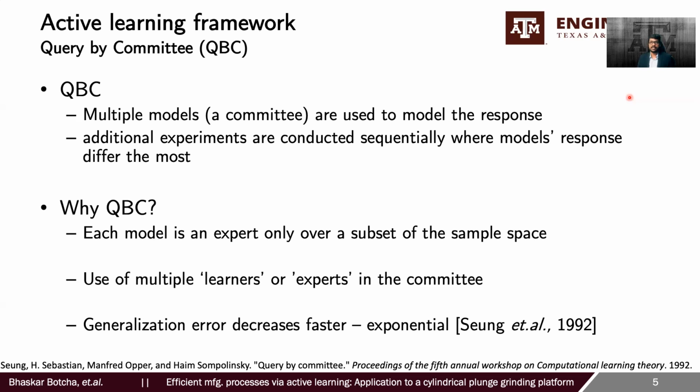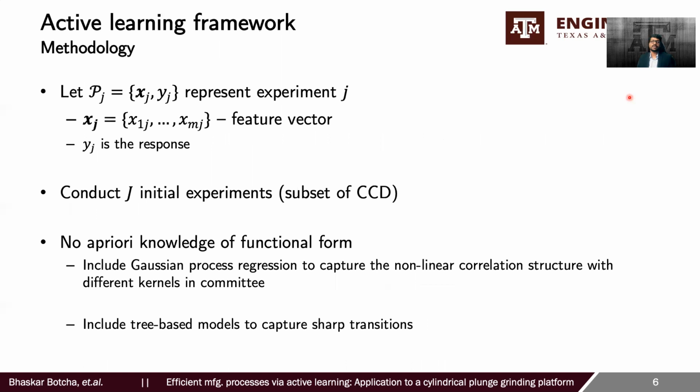So why QBC? We know that not all models perform the best everywhere. So each model is an expert on a subset of the sample space, and use of the QBC involves use of multiple learners or experts within the committee, which helps in improving the overall prediction over the entire sample space. And generally, it's proven that the generalization error reduces much faster as compared to traditional experimental designs, that is exponentially.